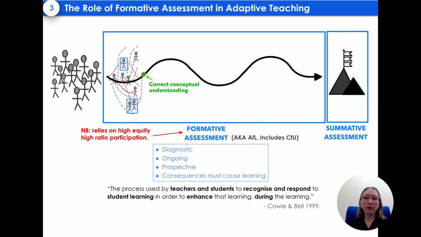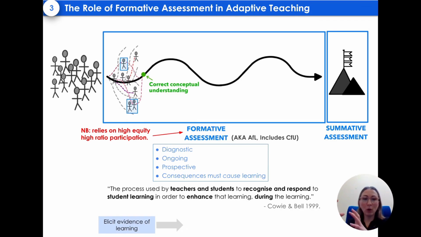So I really like, there's lots of definitions of formative assessment. This is my favourite. The process used by teachers and students. I like the emphasis on both. And again, I like the two things coming next, to not only recognise but also respond to the learning that's happening, the meaning that's being made, in order to make it better, to enhance that learning, and again, finally, during, while it's actually going on, while you can still do something about it.